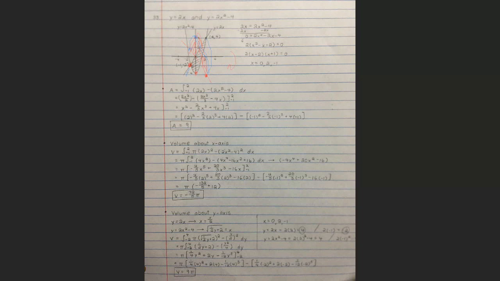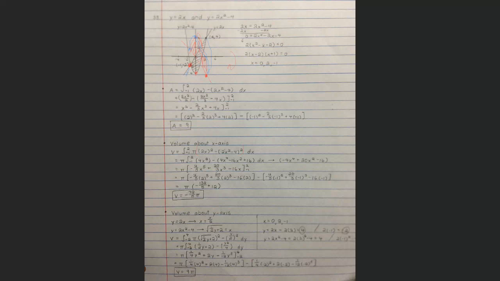So for the third part, we're rotating around the y-axis instead of the x. And to find the volume for the rotation around the y-axis, we have to isolate x from the functions. And so we take y equals 2x, and that turns into x equals y over 2. And y equals 2x squared minus 4 turns into x equals the square root of 1/2 y plus 2.